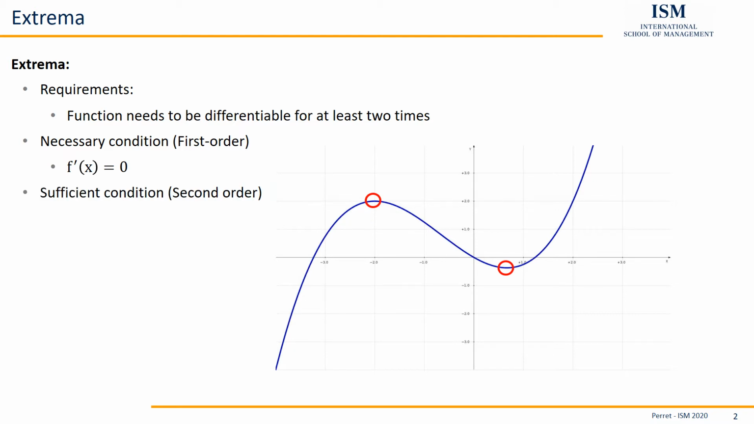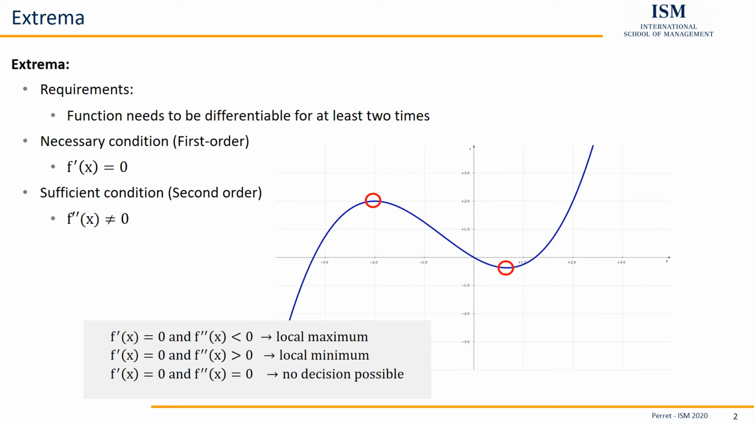That's the sufficient condition or the second order condition. This means that the second derivative needs to be different from 0. Still, we could have an alternative second order condition because, as I mentioned, with maxima we have on the left a positive slope, on the right a negative slope. With minima, on the left negative, on the right positive slopes. So we could replace this sufficient condition also by the so-called sign change condition. We're going to see about this in a moment as well.